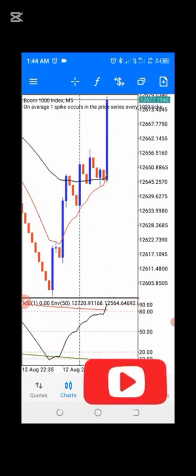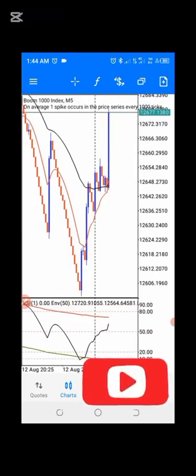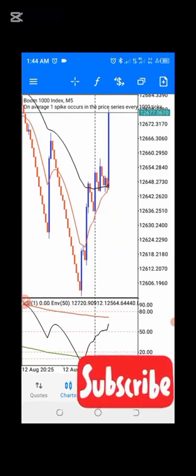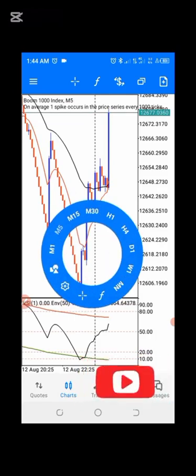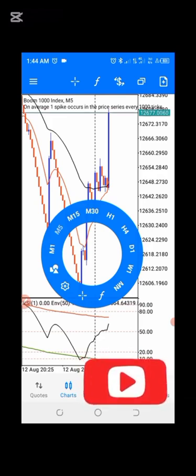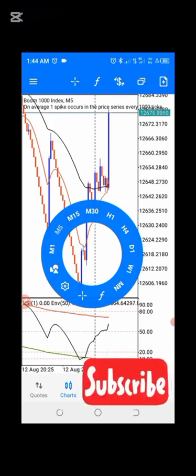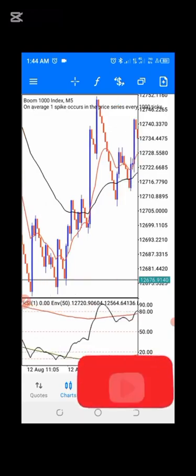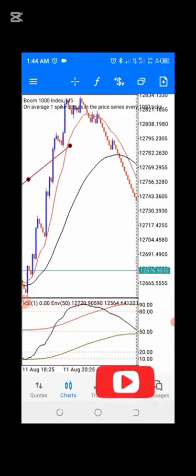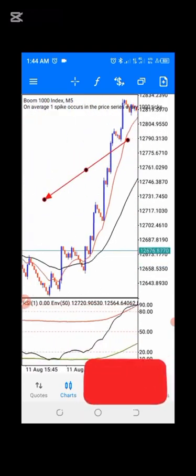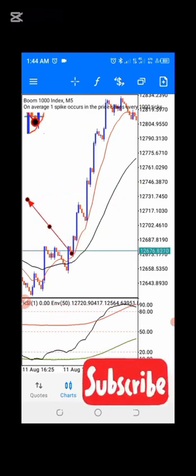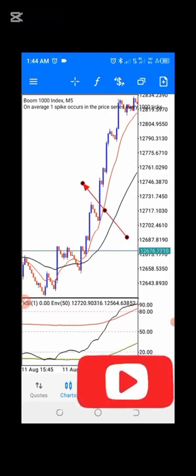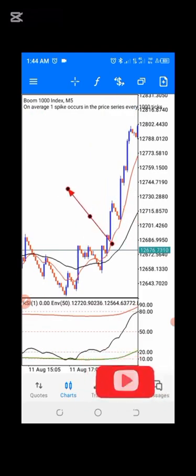Now one thing I forgot: the zoom level. The zoom level is zoom level 2, the normal zoom level that I've always been using. That is the zoom level.